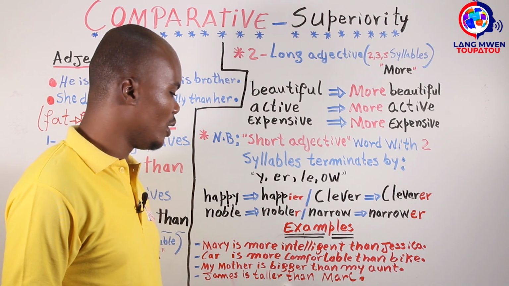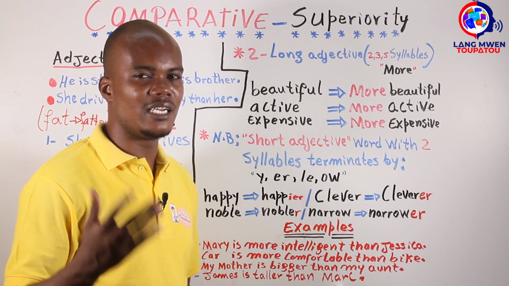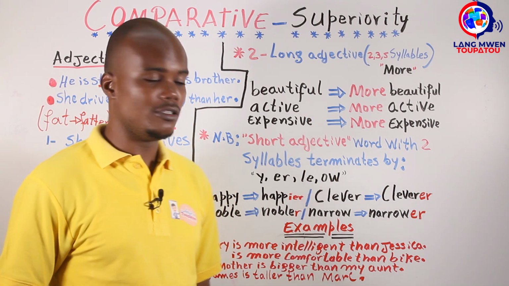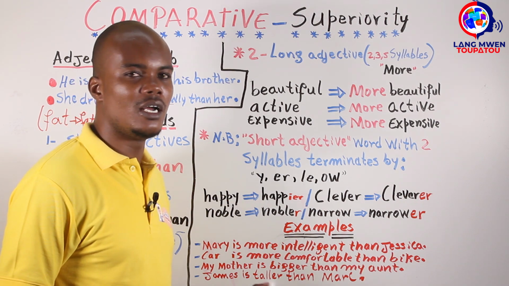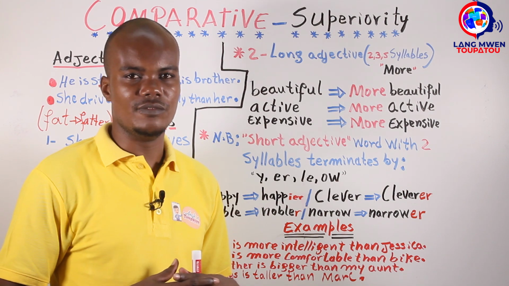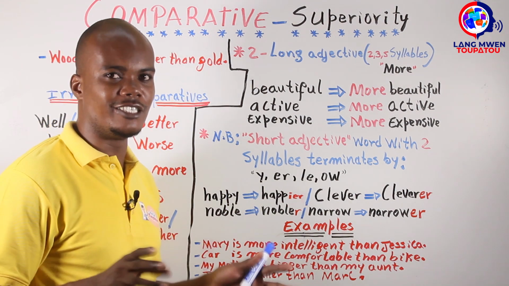John is taller than Mark. You say taller, you add ER because tall is a short adjective. Okay, that's great. You see taller is a short adjective.